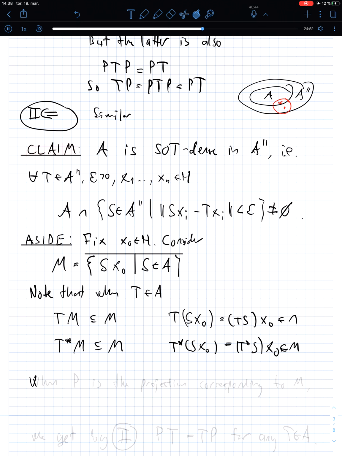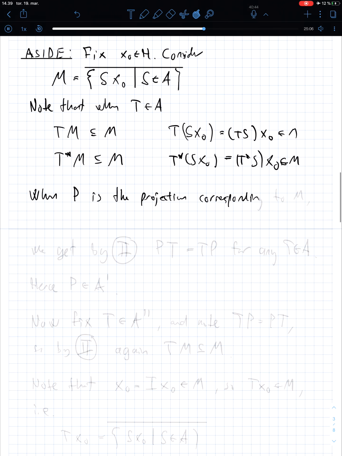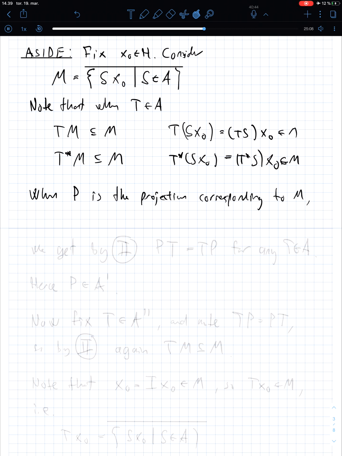So when P is the projection corresponding to M, we get, by my claim number 2 above, that PT is TP for any T in A.